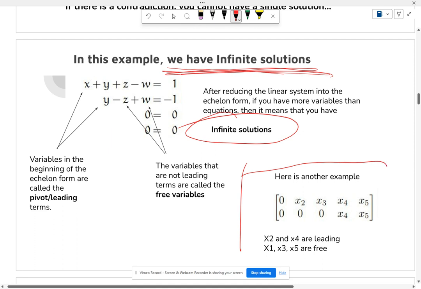Here's another example I can show you. In this case, the leading variables are x2 and x4, okay? They're the leading and pivot variables. And the free variables are x3 and x5. Once you pick x5, you have no choice. You automatically have to know x4.